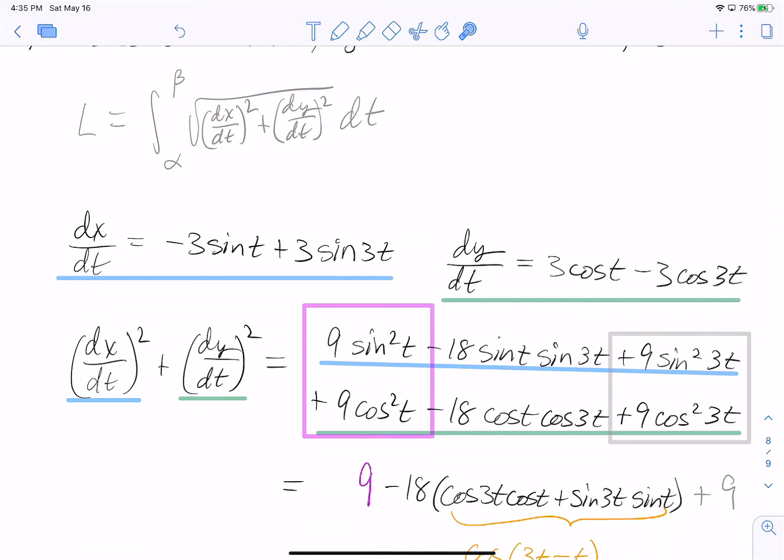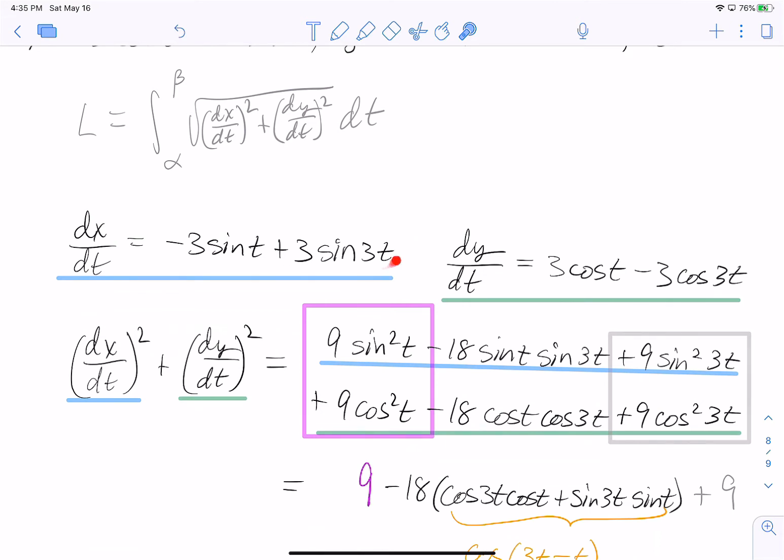Combining these two, we end up with 9 times the sine squared of t from dx dt and 9 times the cosine squared of t from dy dt. And what we did, we had to FOIL both of these, right? 9 sine squared of t plus 9 cosine squared of t gives us 9. You can factor out the 9 and you have your Pythagorean identity.